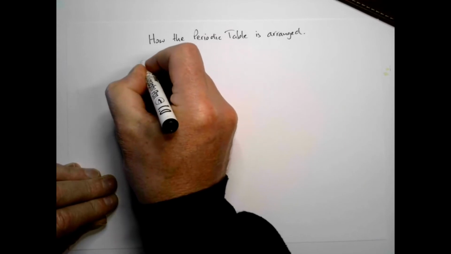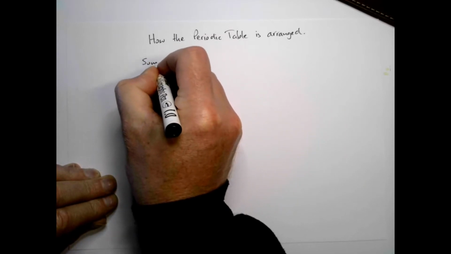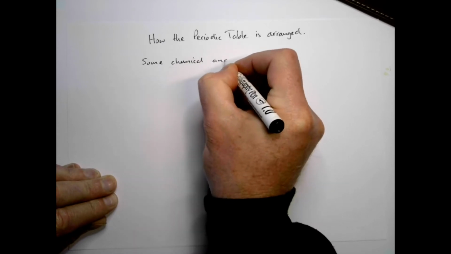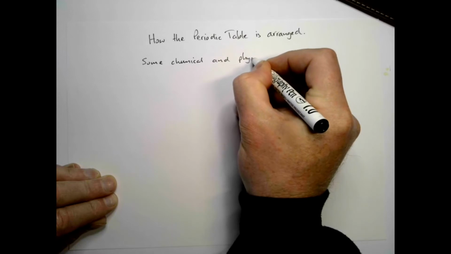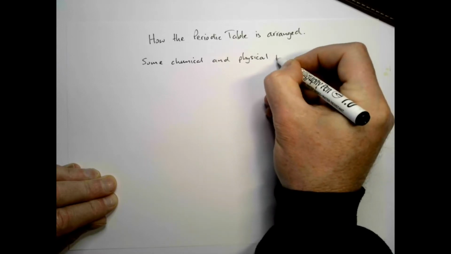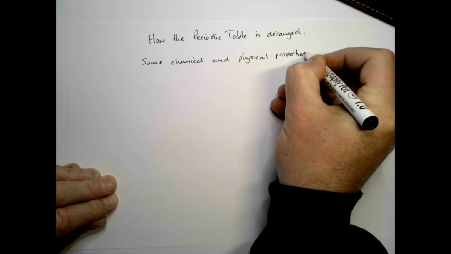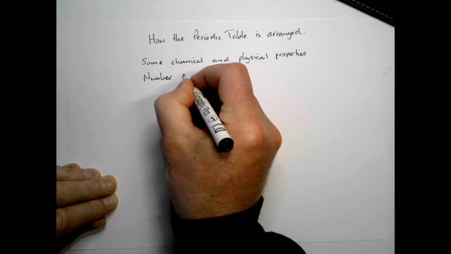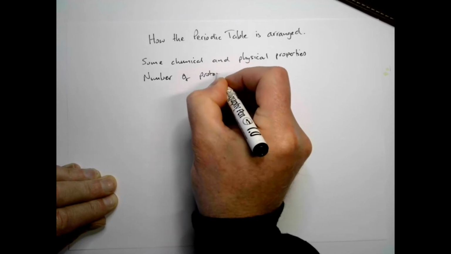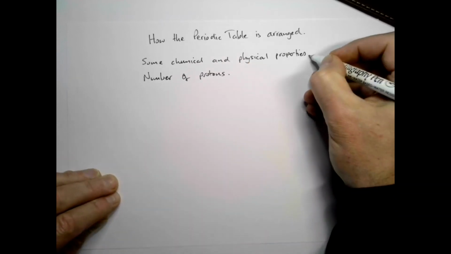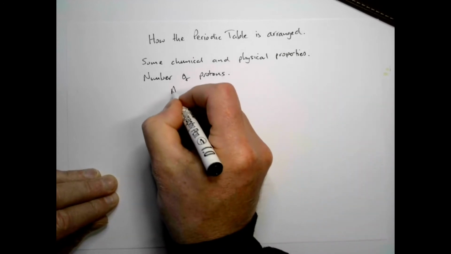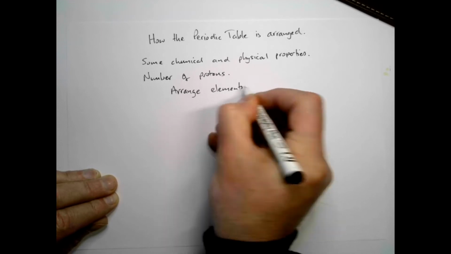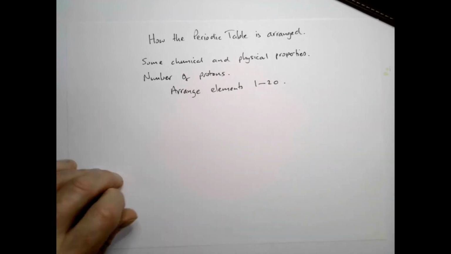So we know some chemical and physical properties. And we know the number of protons in each element. Now, what I want to do is arrange elements 1 to 20, okay, in a table.